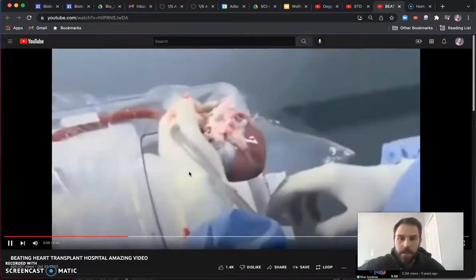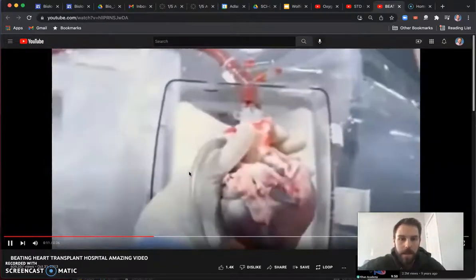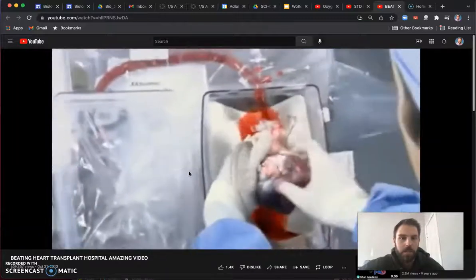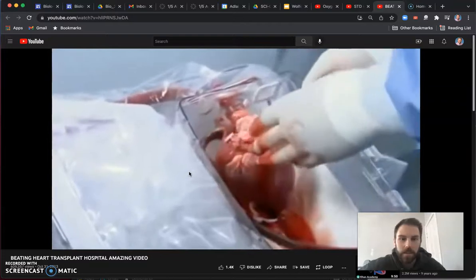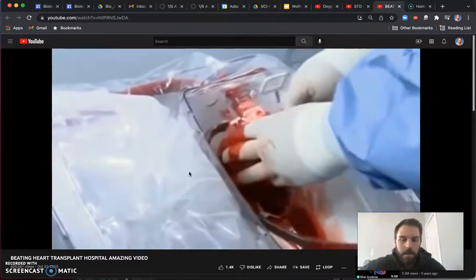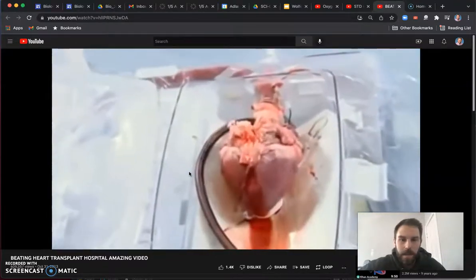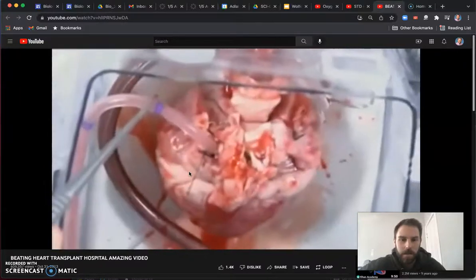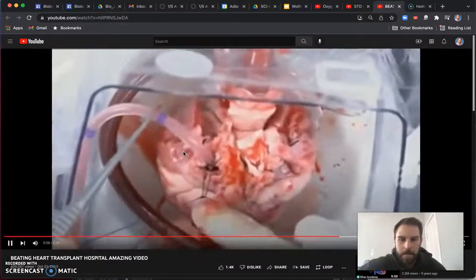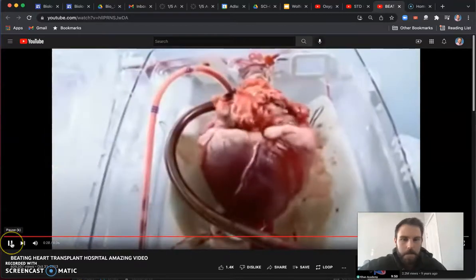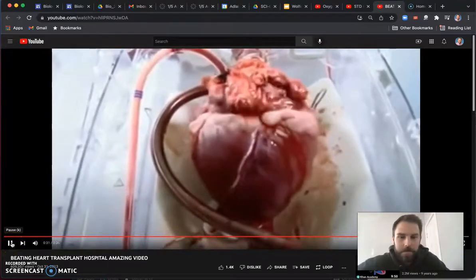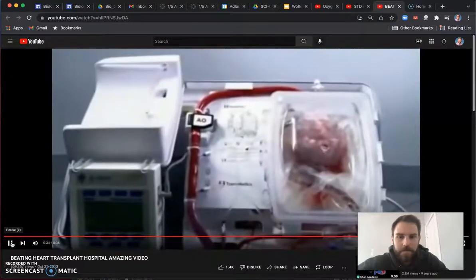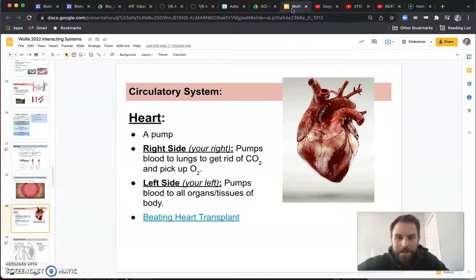So right there is a real human heart. And they're going to hook it up to this machine that is almost like these pipes. And it has these electrical signals that allow the heart to pump. But that is what a heart looks like when it's pumping. I just always think that that's so cool. All right, so we're going to go back now.